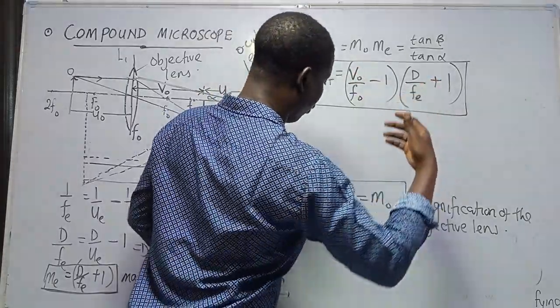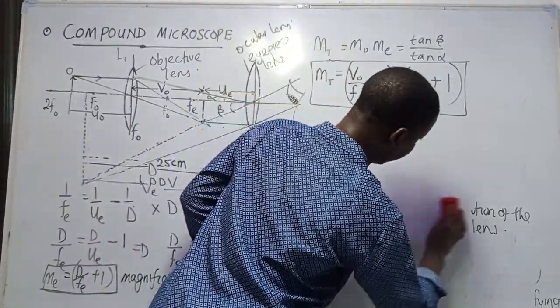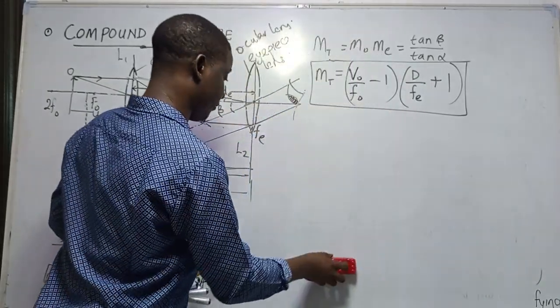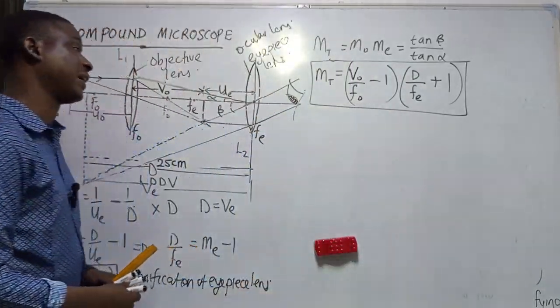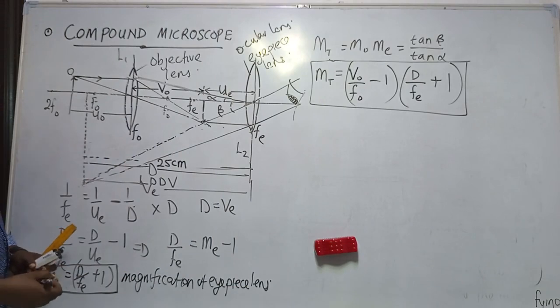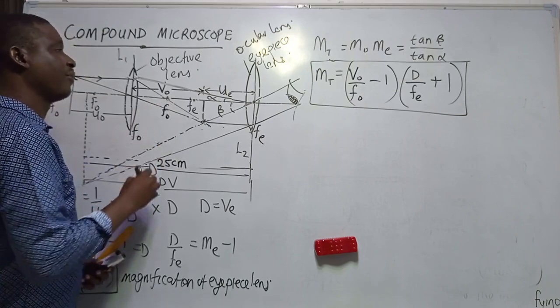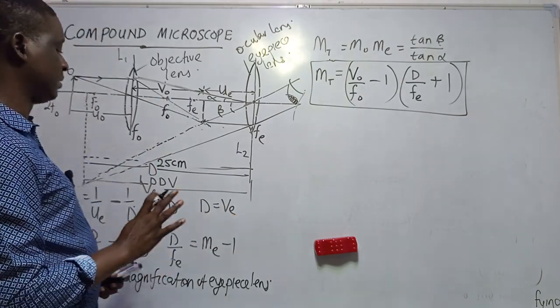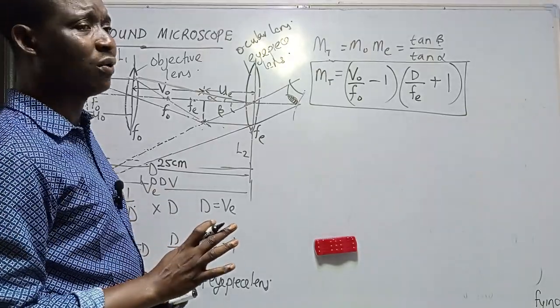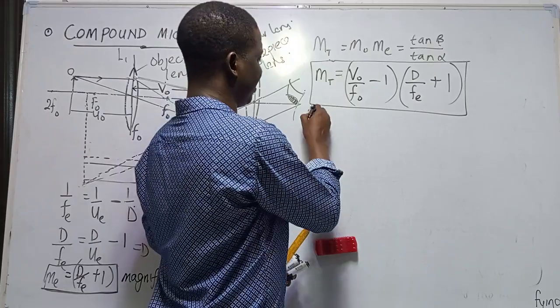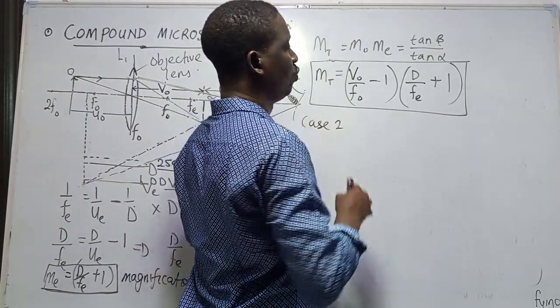So these are other ways to solve it, a very fast way of getting it. Now this one, we have gotten this particular distance for our normal adjustment. Now let us see a different case. Let's see case 2.